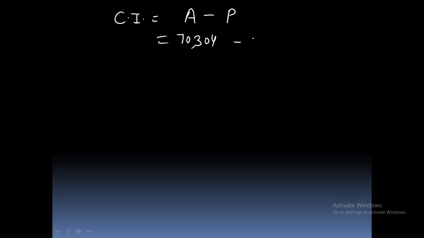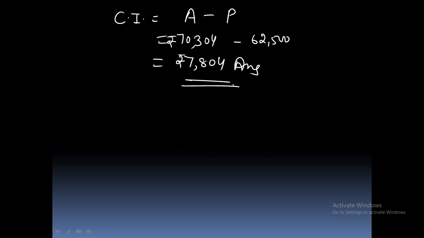70,304 minus 62,500 and we will get the amount of compound interest. This is the amount of compound interest, and this question is solved by the half yearly method.